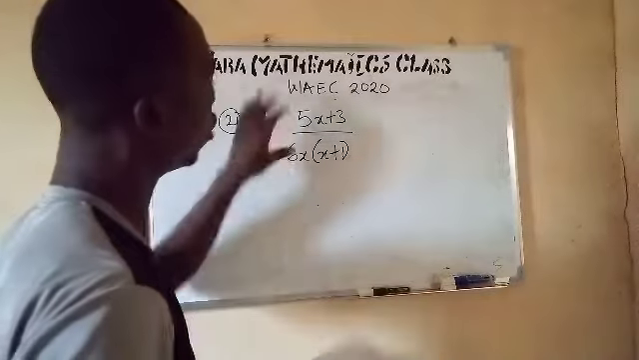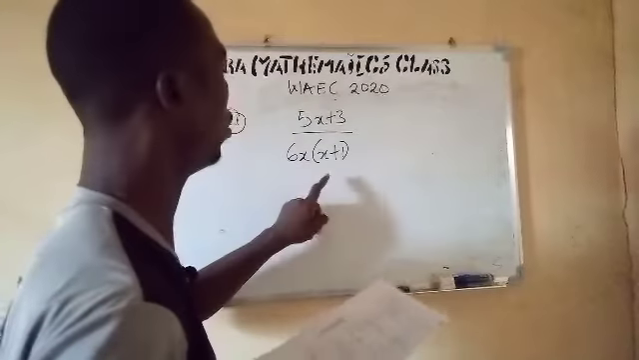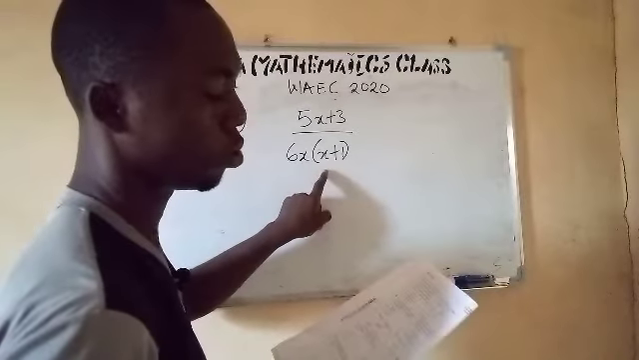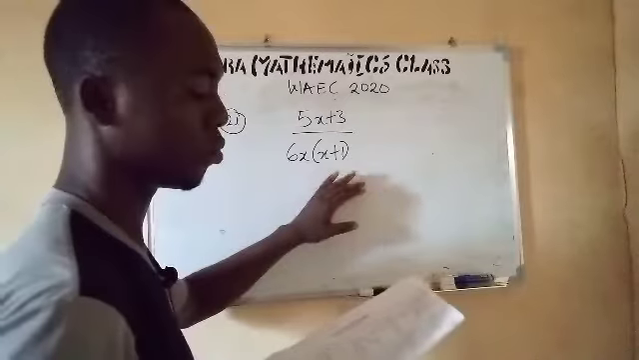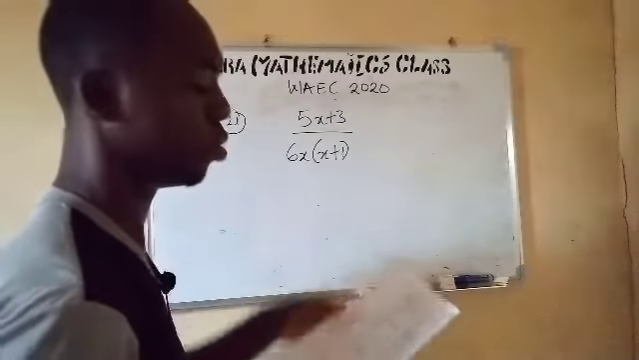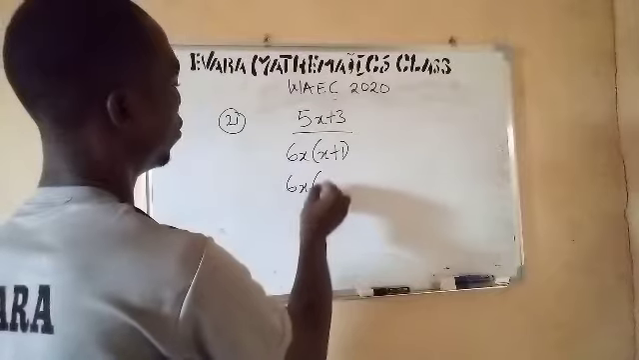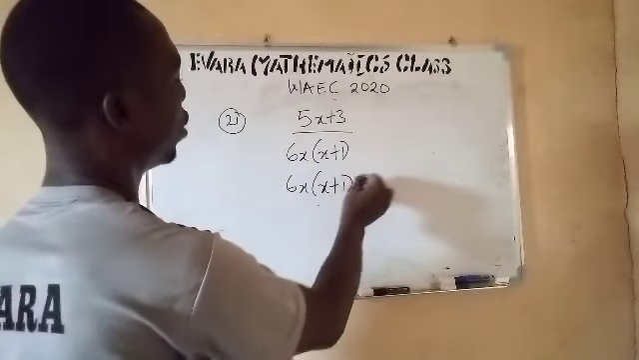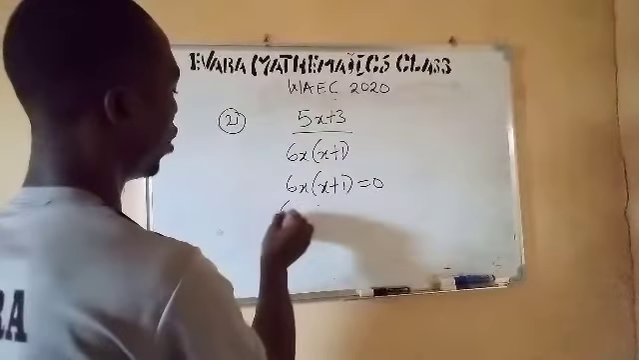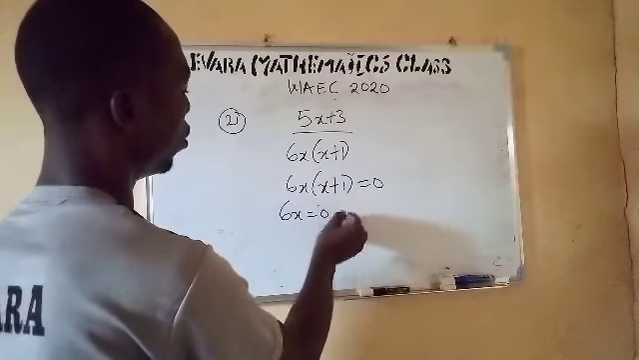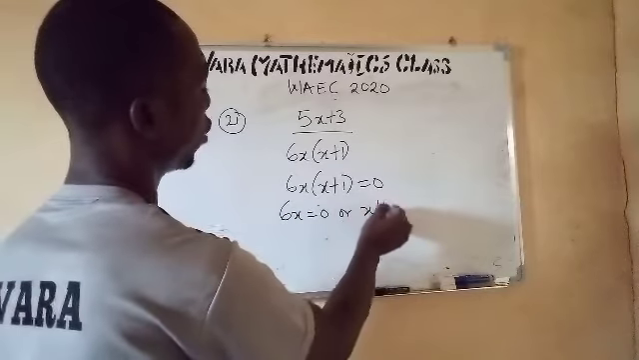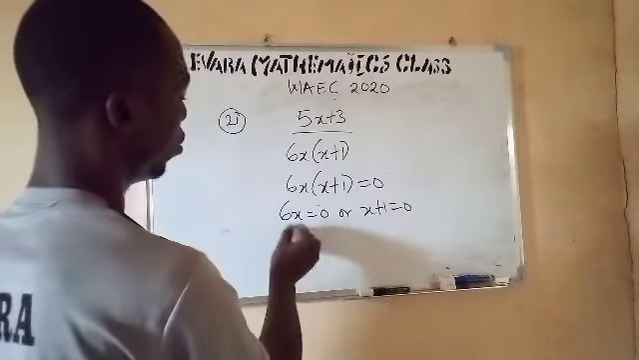An expression is undefined if the denominator is equal to 0. So all we have to do here is to equate this denominator to 0 and find the values of x. 6x bracket x plus 1 is equal to 0. So that means 6x equals 0 or x plus 1 equals 0.